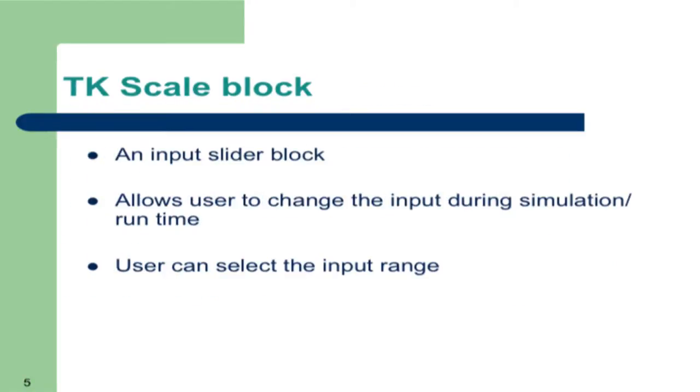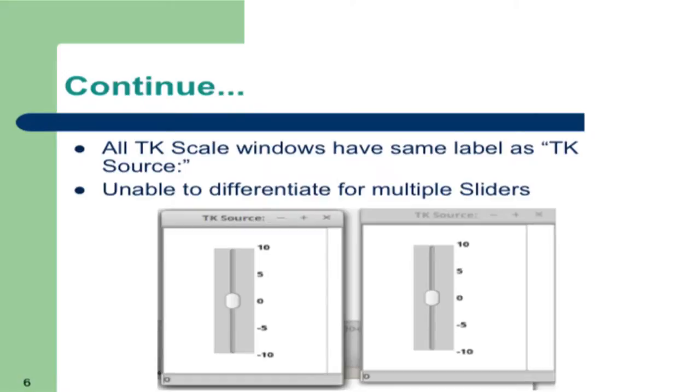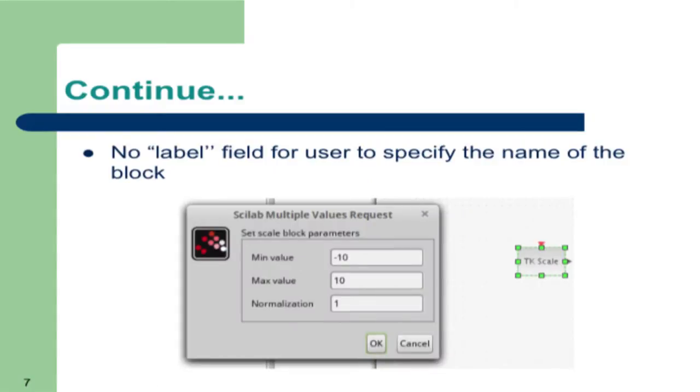The TK scale block is an input slider block, and it is important because this block is the only block present in Xcos which allows the user to change the input during runtime. Now, in the current implementation of Scilab, when we use more than one TK scale block inside a diagram, there is no feature to differentiate between the various TK blocks. As you can see, only one label appears, TK source. So the user can't differentiate. Also, there is no feature to give a customized block name, which is very essential when we are drawing good diagrams.